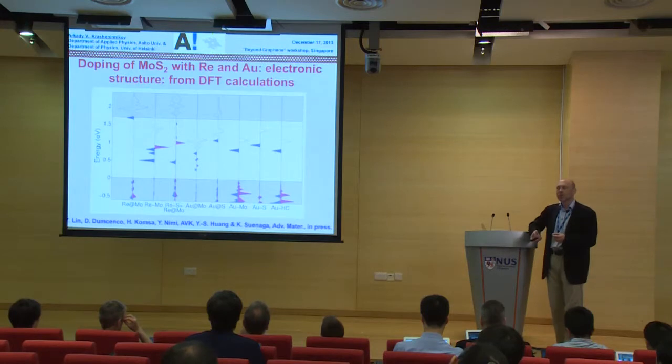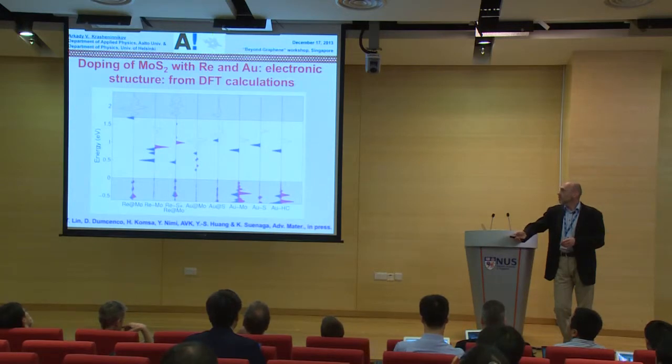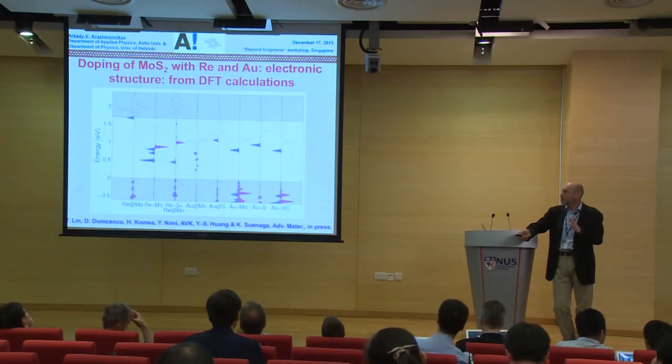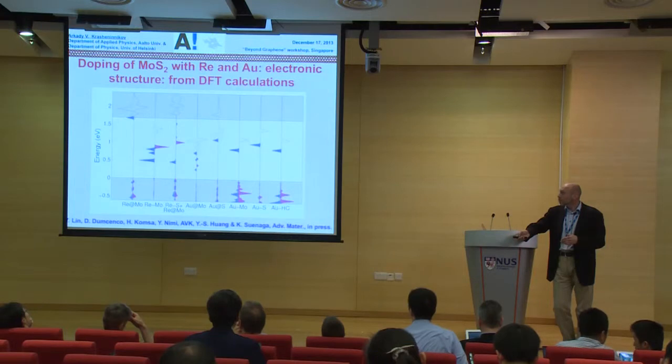This gold situation is more complicated because isolated atoms give rise to states in the middle of the gap. But when gold atoms agglomerate and form clusters, then you may get P-type doping, or when gold atoms are attached to the edges of flakes, then you can also get P-type doping.